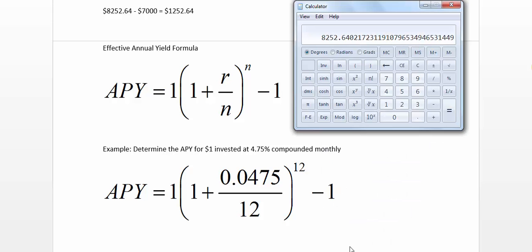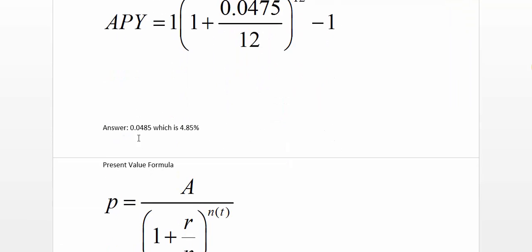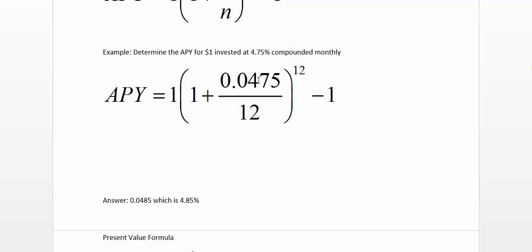And I'm going to pull up my calculator again. And again, I'm going to start right here. 0.0475 divided by 12, add 1, and then I'm going to raise it to the exponent of 12, and then I'm going to subtract 1. So the rate is 0.0485. And if I want to go ahead and change that over to a percent, I simply multiply it by 100 or move the decimal 2 places to the right. So the effective yield of 4.75% compounded monthly is 4.85%.